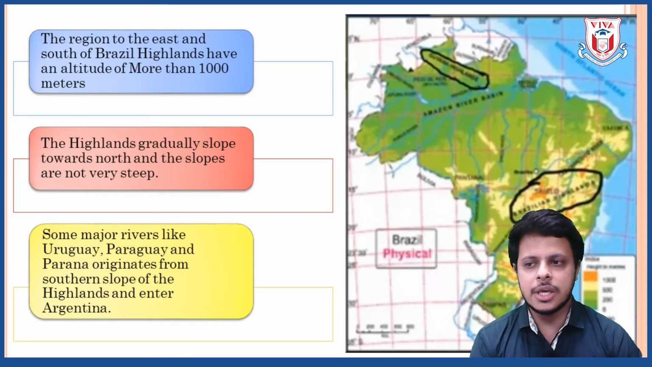The region to the east and south of Brazil highlands has an altitude of more than 1000 meters. The highlands gradually slope towards north and the slopes are not very steep. Some major rivers like Uruguay, Paraguay and Parana originate from the southern slope of the highlands and enter Argentina.